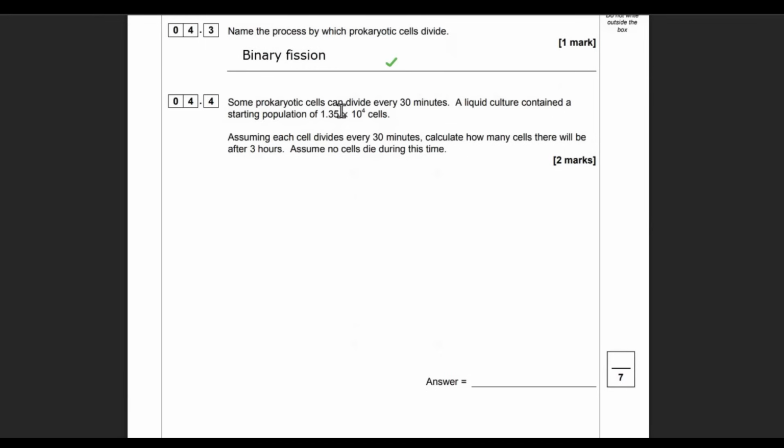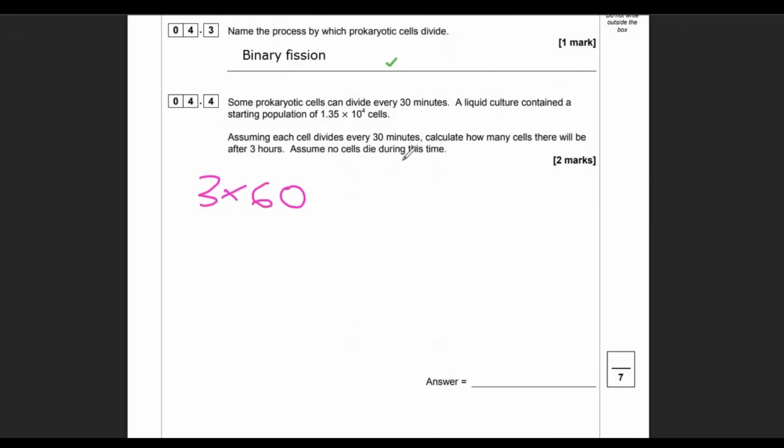Some prokaryotic cells can divide every 30 minutes. A liquid culture contained a starting population of 1.35 times 10 to the 4. What's that? 13,500? Something like that. Assuming each cell divides every 30 minutes, calculate how many cells there will be in 3 hours. Assume no cells die during this time. So, first of all, I want to know how many divisions, how many doublings there are going to be? So it says they divide every 30 minutes, so every 3 hours. So I want to go 3 times 60.